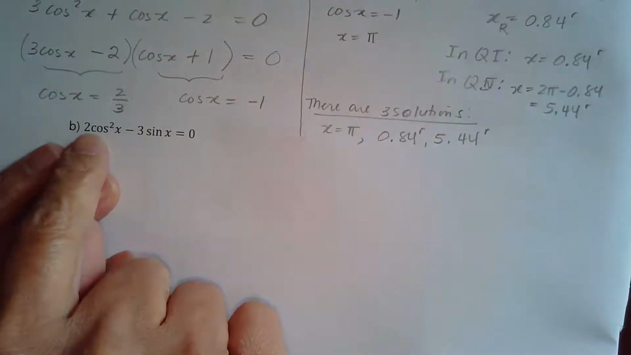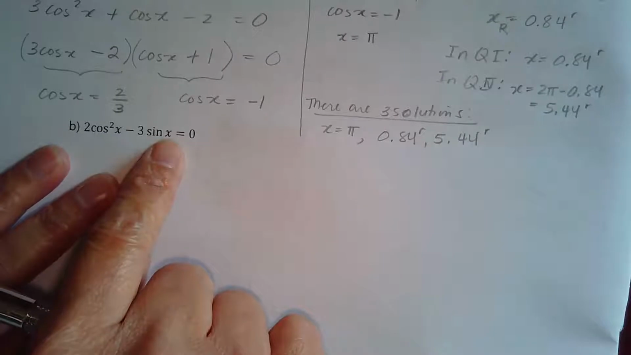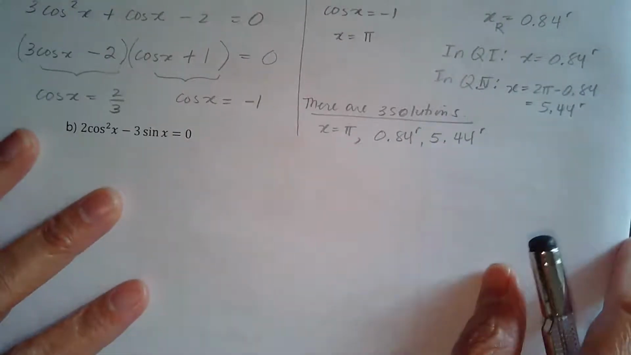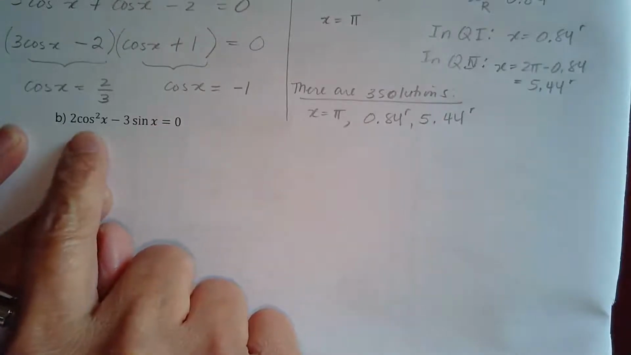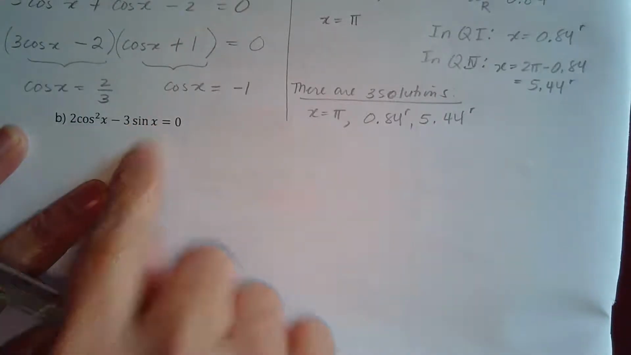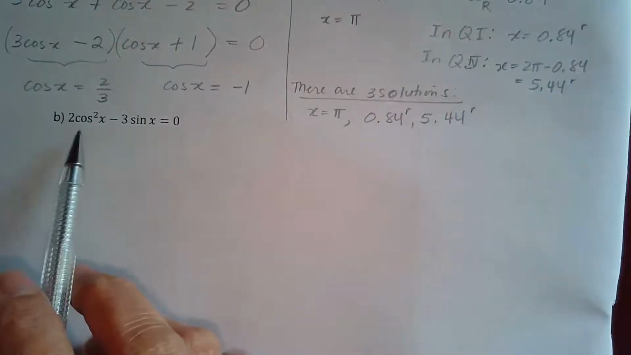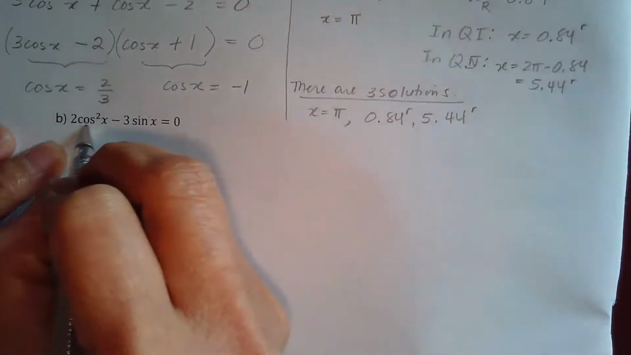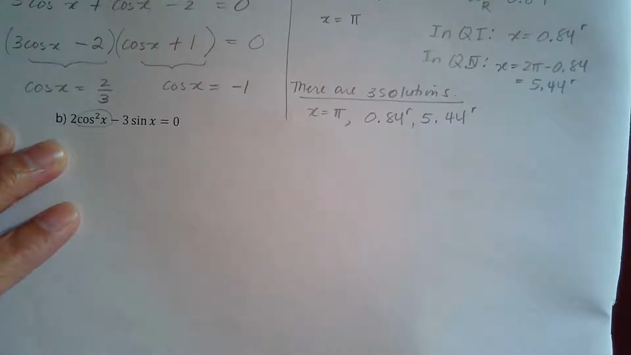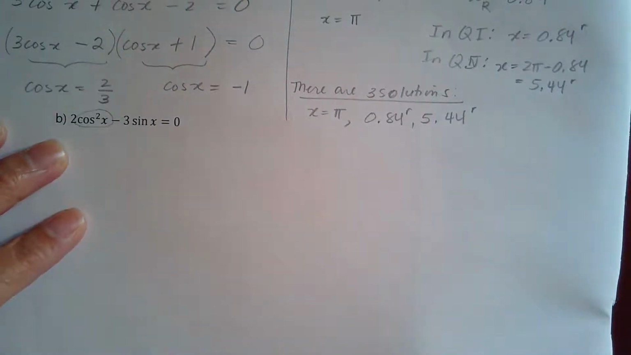The thing about this equation is that it has a combination of both sine and cosine. So that's a challenge here, because we have some cosine and we have some sine. So what can we do? What can we replace? What we can do is replace cos squared of x by 1 minus sine squared of x.